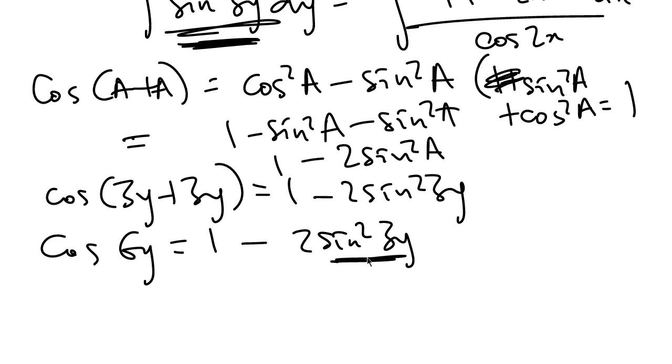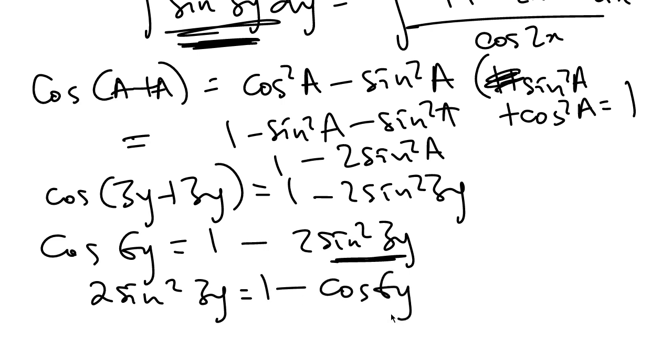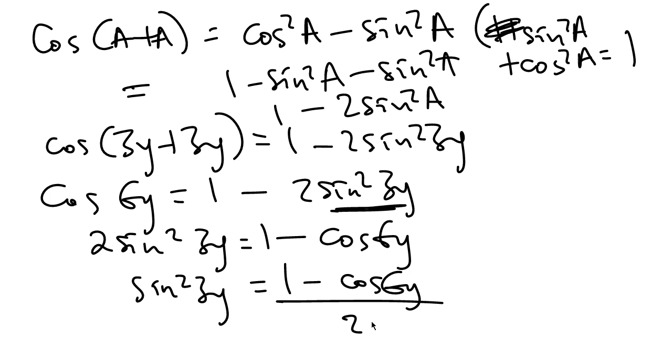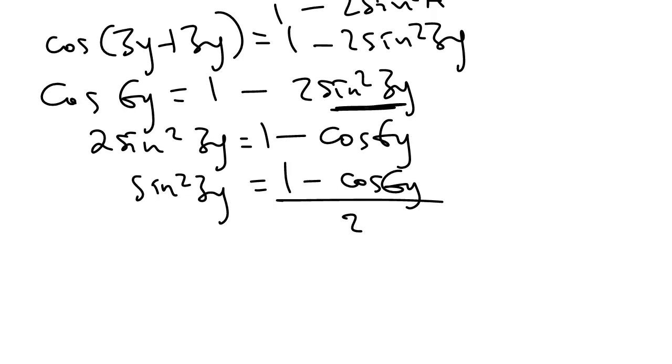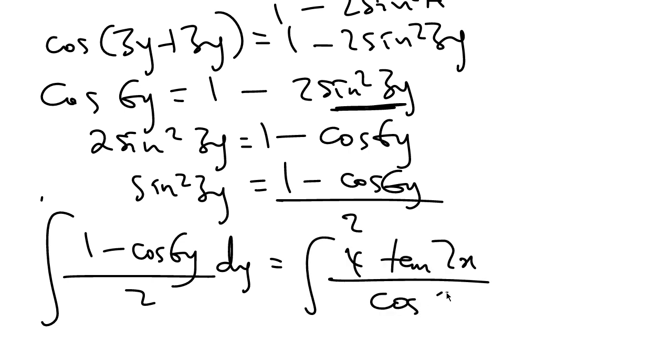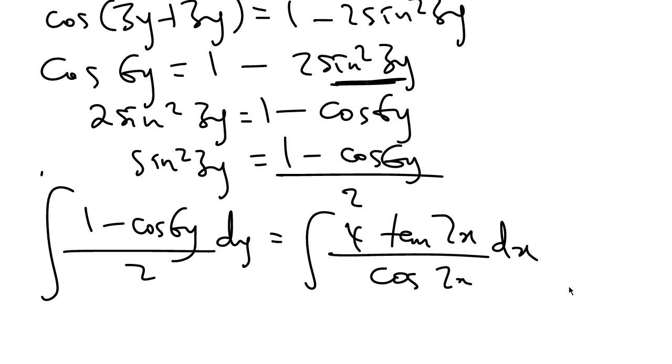So our goal is sine squared 3y. So this becomes 2 sine squared 3y equals 1 minus cos 6y. And then sine squared 3y equals (1 minus cos 6y) over 2. So we could then rewrite the integral as the integral of (1 minus cos 6y) over 2 dy equals the integral of 4 tan 2x over cos 2x dx.